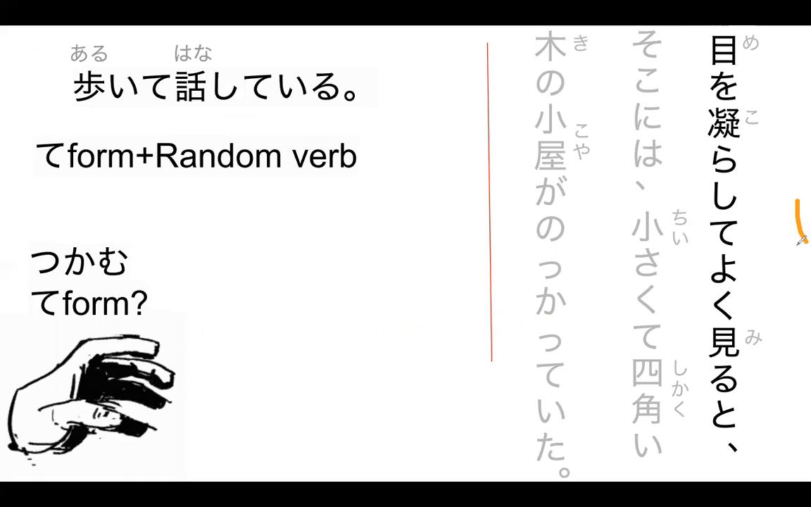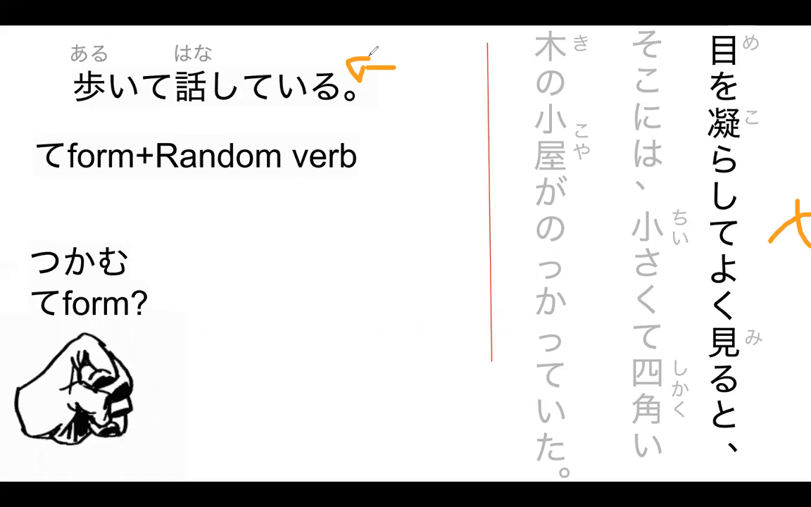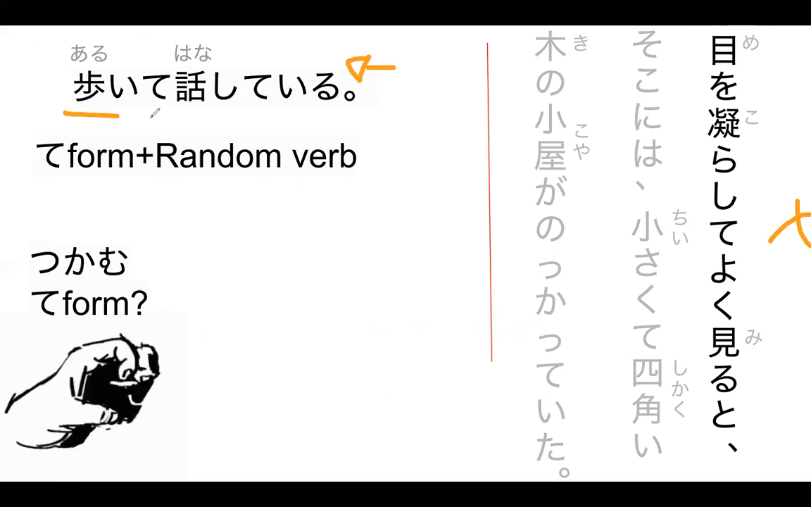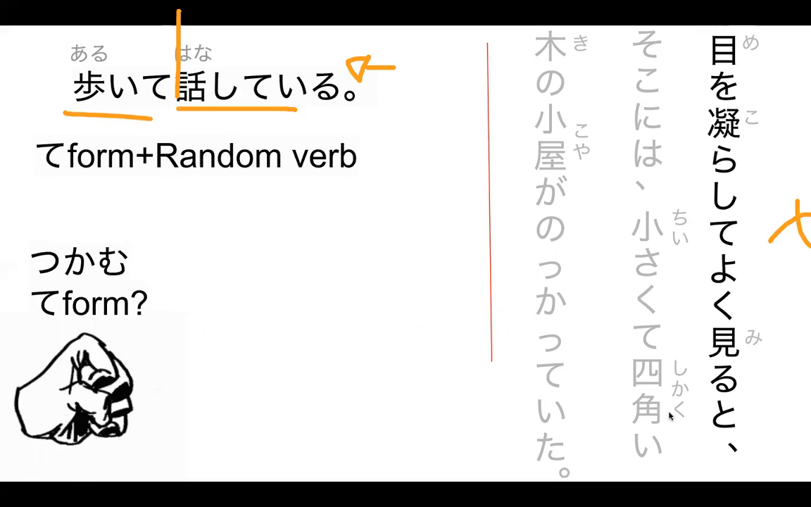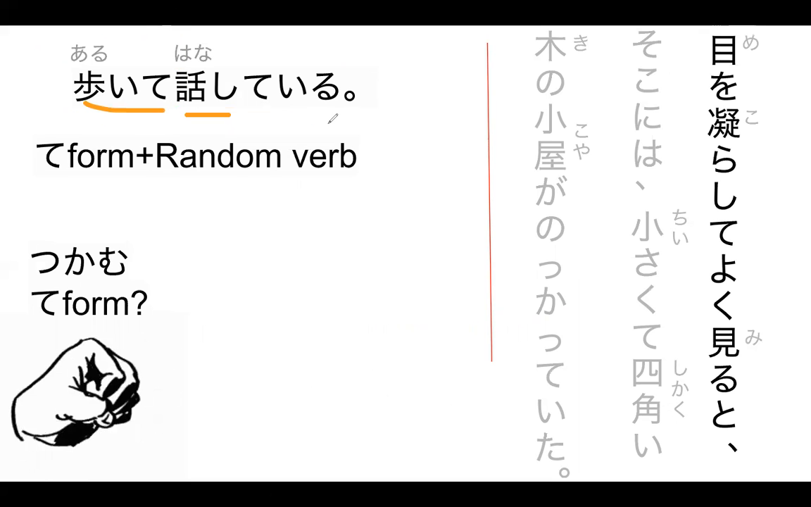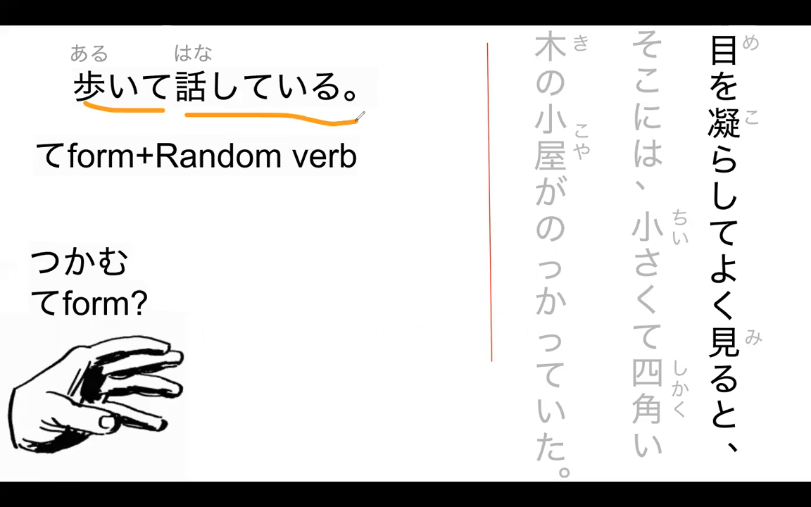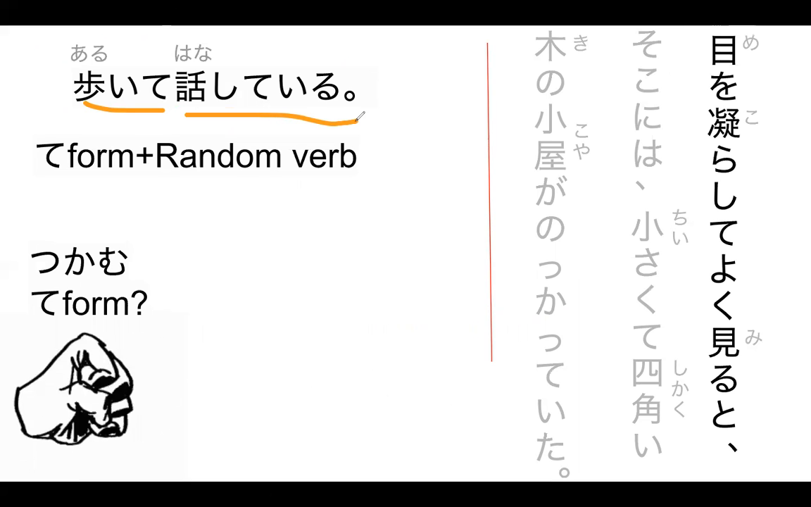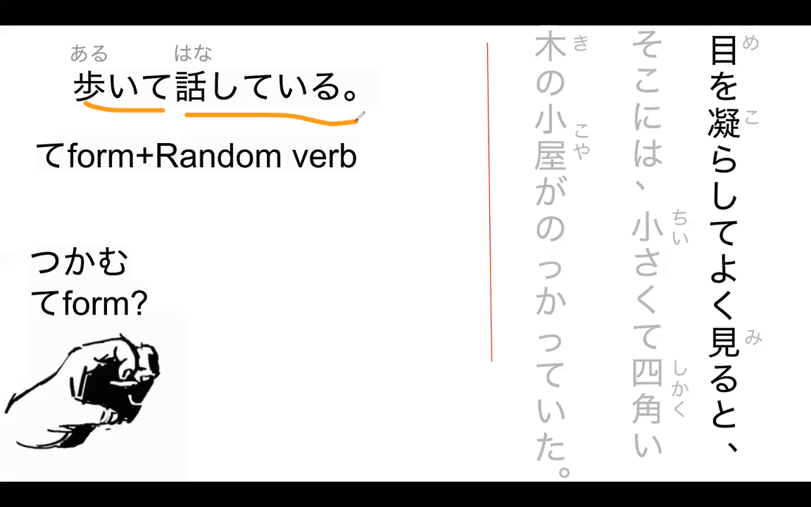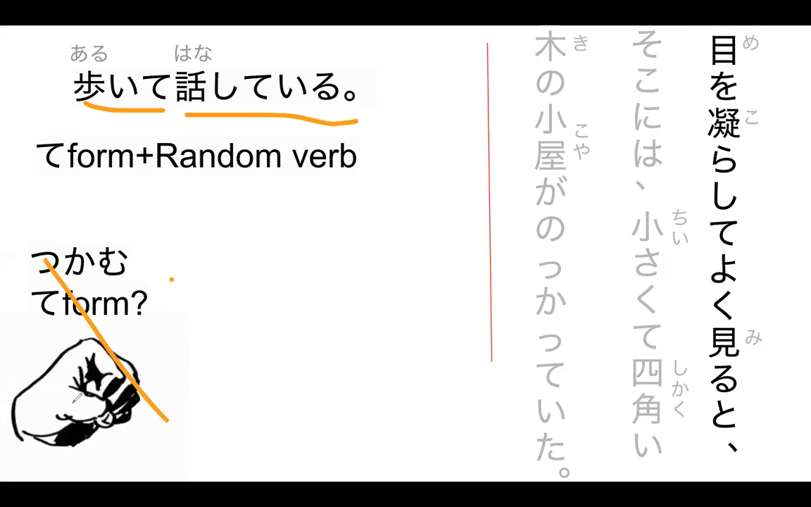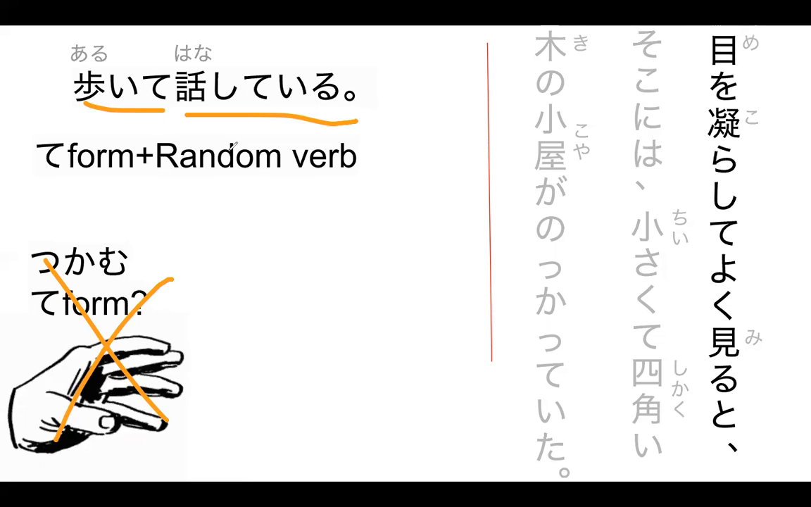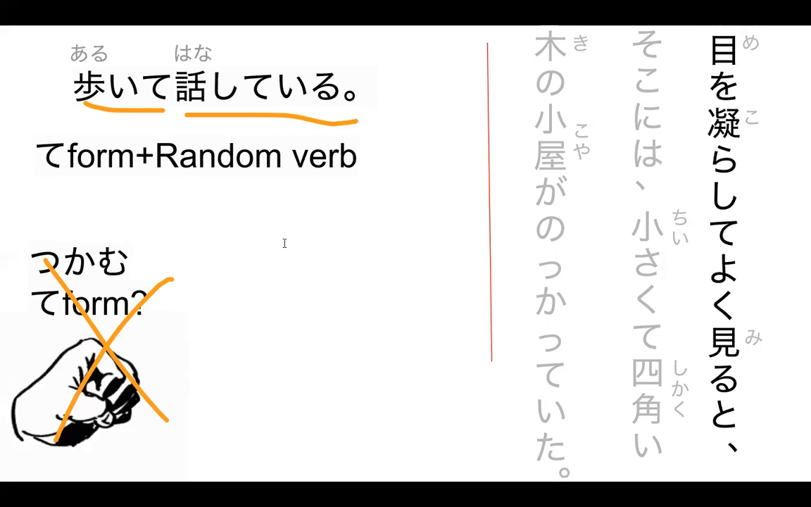So we're not reading this yet, and we're going over here. Do you know what happens when we have te form right before another verb? What does this mean? Aruite hanashiteru. Ignore this for now, that has no context right now. Aruite means to walk, and hanasu means to speak, well, to have a conversation.